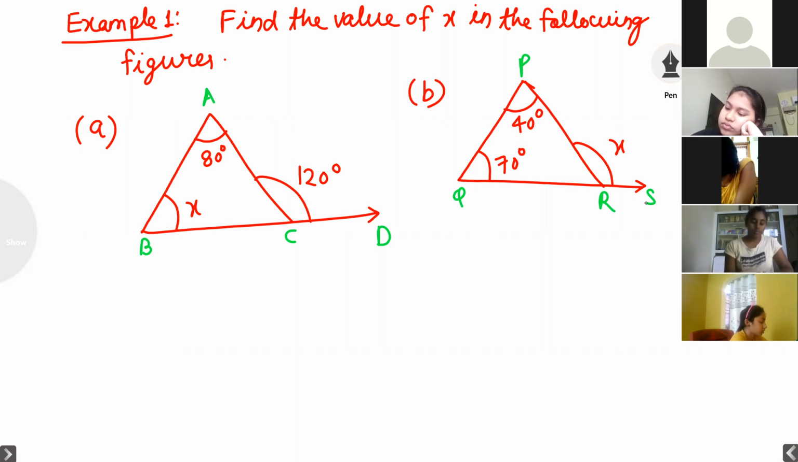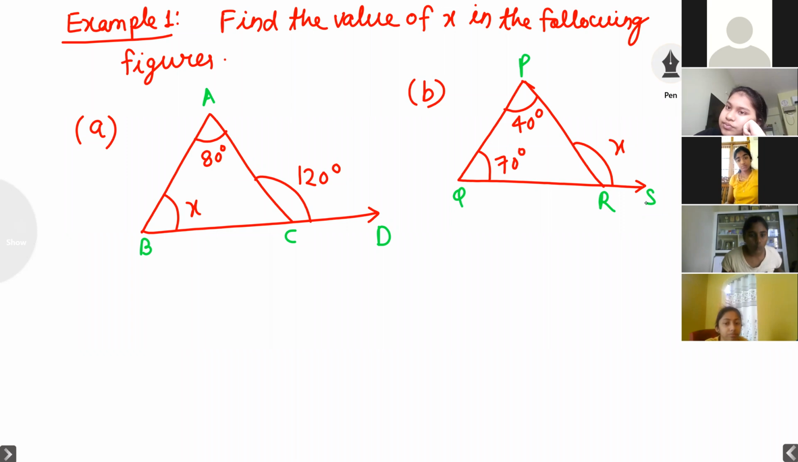What is the first answer? Tell me, student. 120 minus 80, 40 degrees. Second question, what is the answer? 110. Outside angle is equal to the sum of the inside angles.